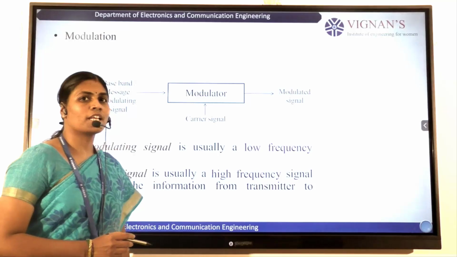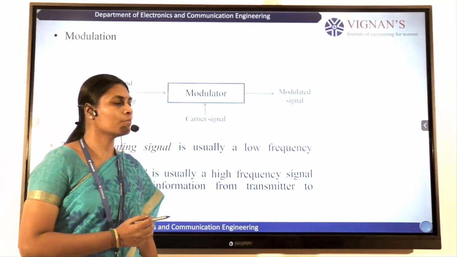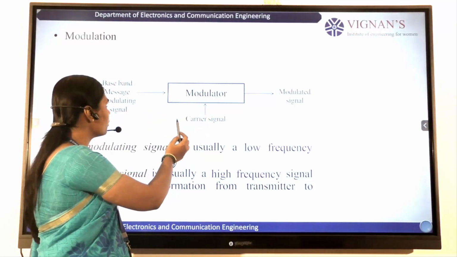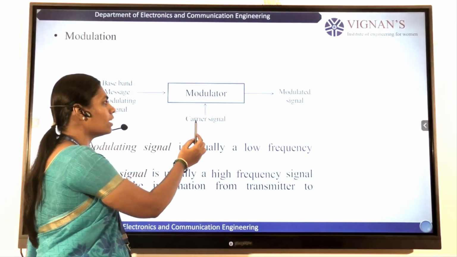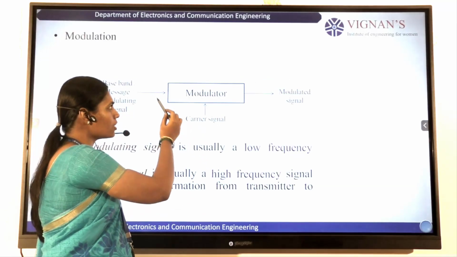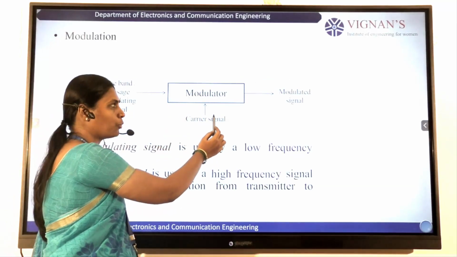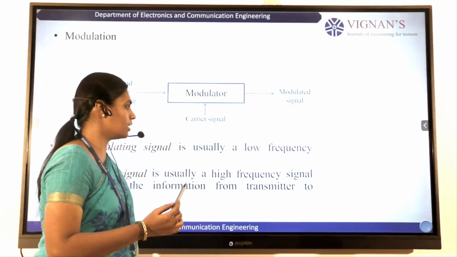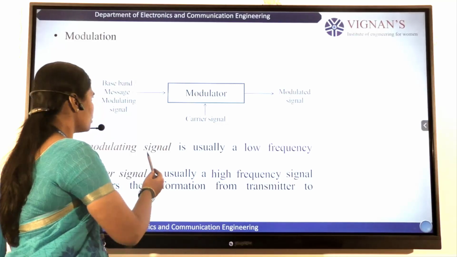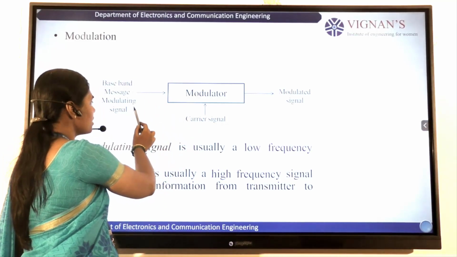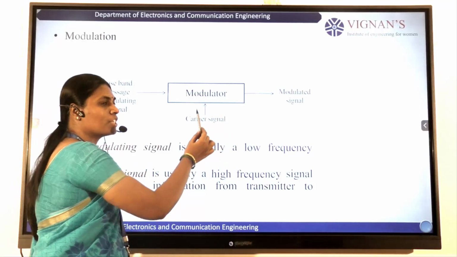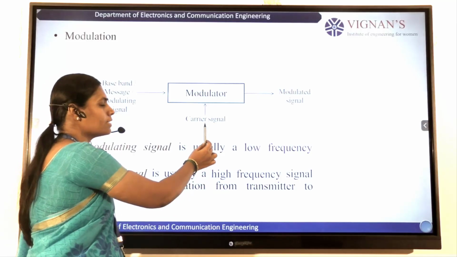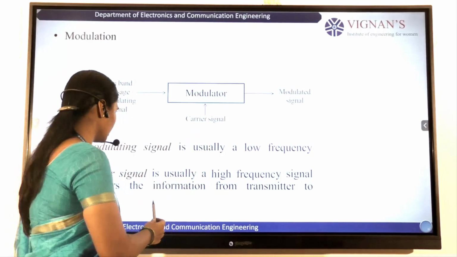So the process of modulation can be explained with this block diagram. Here we have a device called a modulator. For that we need two inputs: one is a message signal and another one is the carrier signal. When these two inputs are given to the circuit called the modulator, it will produce the output, that is, the modulated signal. Generally, the message signal is a low frequency signal and the carrier signal will be a high frequency signal.